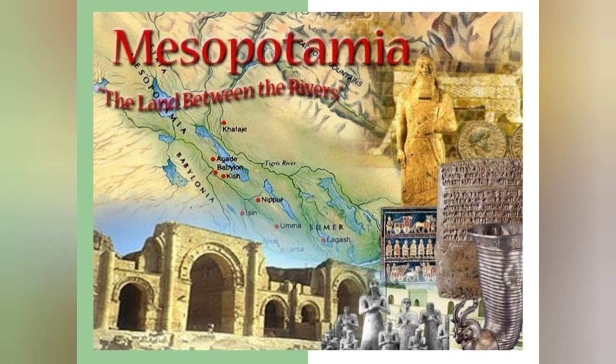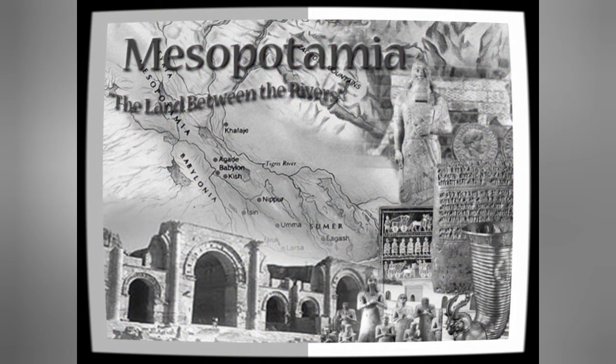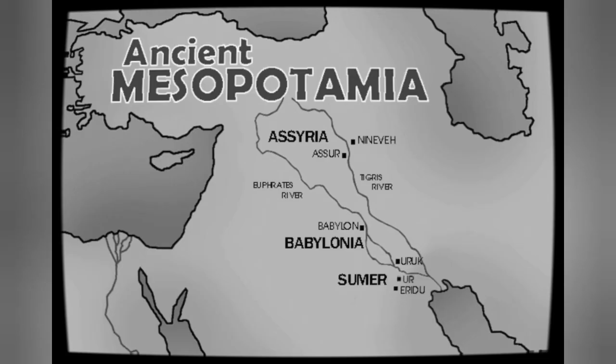Mesopotamia is a flat plain. The excavation work started here about 150 years ago. Sumer region was the lower part of the Mesopotamian civilization. It was the heart of the Mesopotamian civilization.